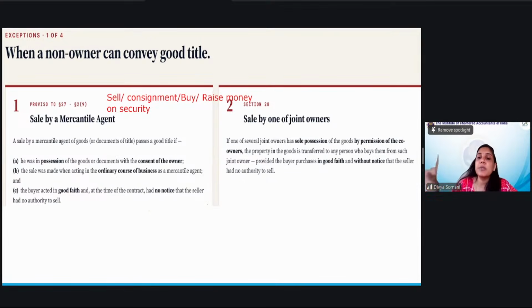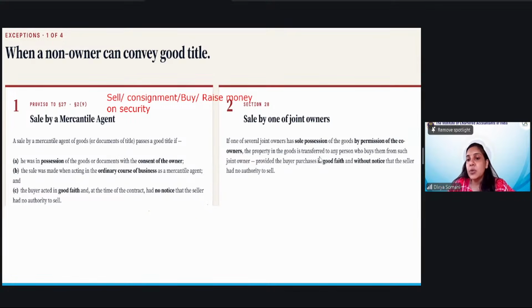So if with the permission of B and C, he is having the possession of the goods and he is further selling it to D, D, that is the buyer, will get the ownership rights. Even though the person who is selling has only one third ownership, the buyer will still get the complete ownership when these conditions are fulfilled. So let me just read the condition for you. If one of several joint owners has the sole possession, so in our case it was A, he had the sole possession of the goods by permission of the co-owners. Who were the co-owners? B and C were the co-owners here.